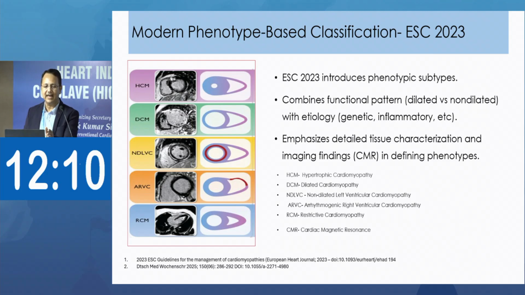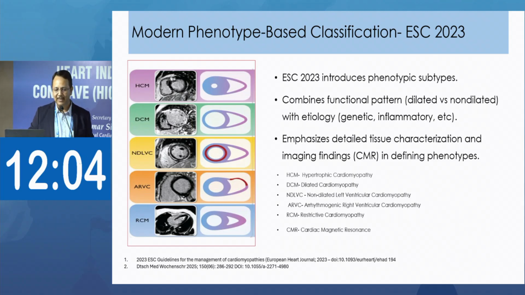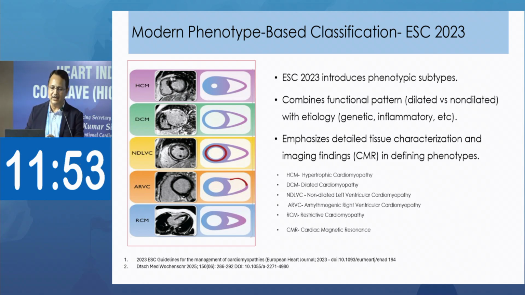One newer thing that has been incorporated in this morphophenotypic based classification by the European Society of Cardiology is a newer term, non-dilated left ventricular cardiomyopathy. Earlier, we used to classify this under dilated cardiomyopathy. Many a time we see in echocardiography the LV is not dilated, still there is global LV dysfunction and the ejection fraction is very low, and we still used to write this entity as dilated cardiomyopathy. But for those, they have included the newer term, non-dilated left ventricular cardiomyopathy. Others are hypertrophic cardiomyopathy, dilated cardiomyopathy, arrhythmogenic right ventricular cardiomyopathy, and restrictive cardiomyopathy.